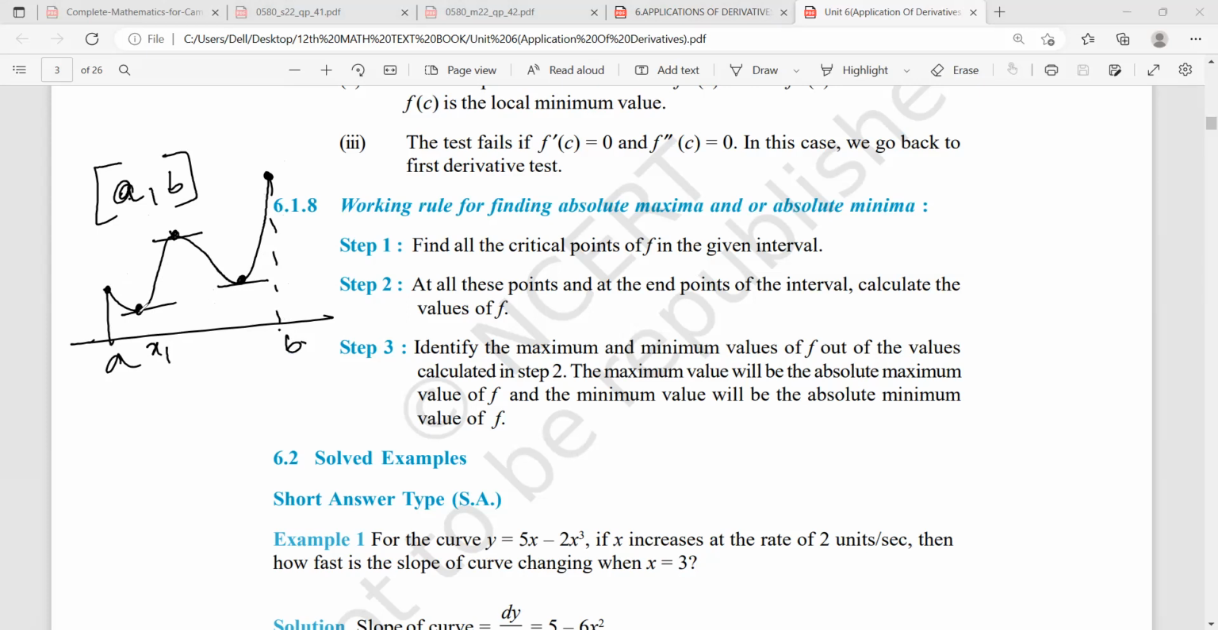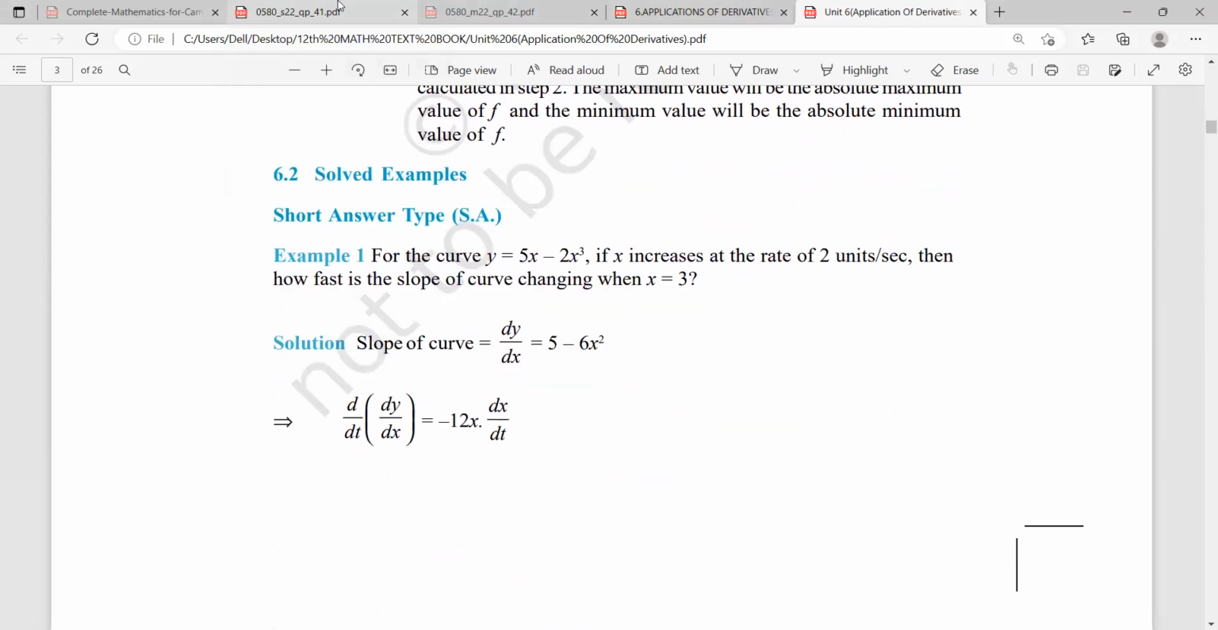Let's say this is x1, this is x2, and this is x3. So you have to substitute A, B, x1, x2, x3, and whichever gives you the maximum, that's the absolute maximum, whichever gives you the minimum, that's the absolute minimum. Very simple, right? Yes, sir.